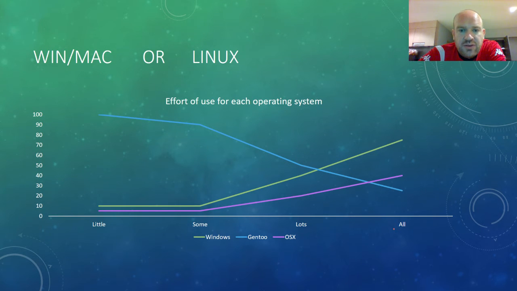So the effort of using every operating system, if we look at Windows and OS X, which is Macintosh, there's very little effort to get started. And if you just spend some small amount of time by the computer, then it makes sense to choose Windows over Macintosh. If you spend all your time at the computer, it makes less and less sense to choose Windows and Macintosh because you're going to spend a lot of effort working around things that are a bit annoying.